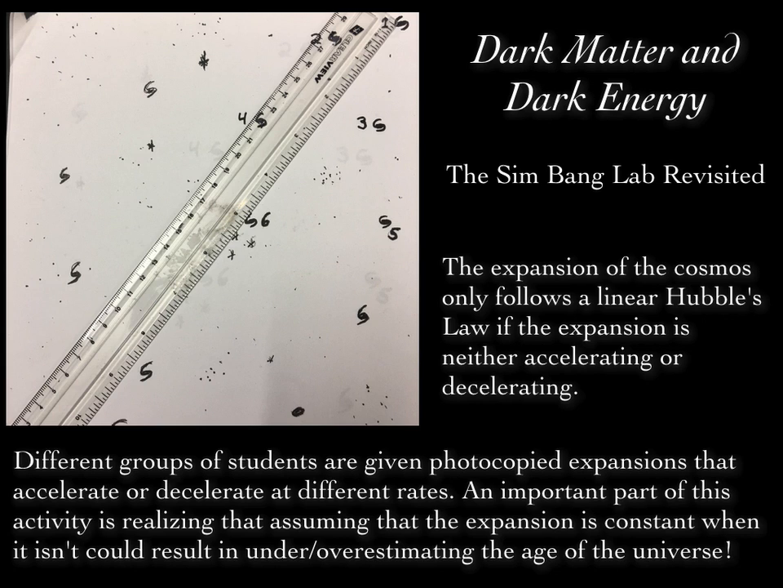135%, 137%. So some of the students will be measuring an accelerating universe and some will be measuring a decelerating universe. And what they'll see is that the relationship that they get for velocity as a function of distance is no longer linear, and that they can deduce from that that their universe is accelerating or decelerating. Then they can speculate about how this would cause you to either underestimate or overestimate the universe if you had assumed that the expansion of that universe was constant.